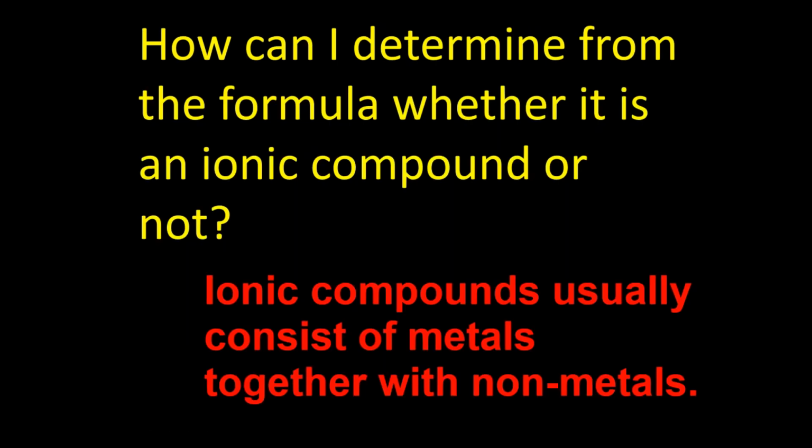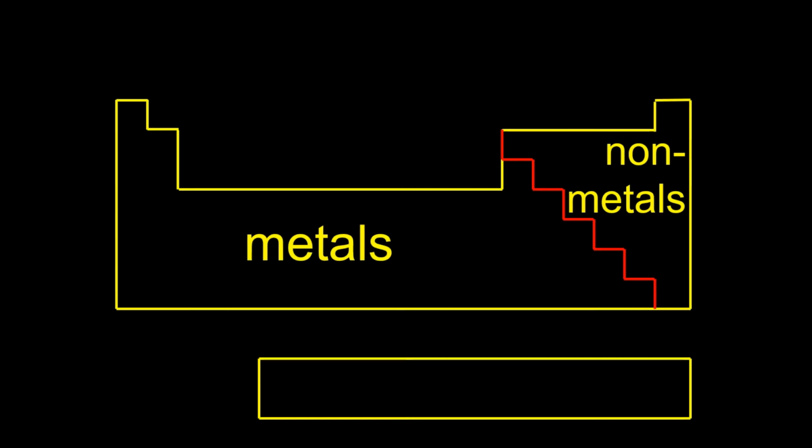How can I determine from the formula whether it is an ionic compound or not? This is a really big question because when you look at a compound, sometimes it's not readily apparent, if you're not thinking about this rule, whether you should use the naming system for ionic compounds, for covalent compounds, or for organic compounds, or whether it's an acid or not. Well, ionic compounds usually consist of metals together with nonmetals, so we will reiterate. Everything below and to the left of this staircase on the periodic table is a metal. Everything above and to the right is a nonmetal. We're not going to quibble over metalloids that run along the edge there.